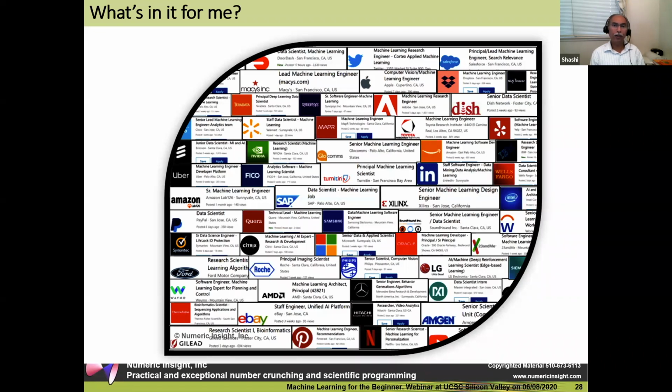I'm so fortunate to have had students who went on to get jobs in all of these companies. I'm just showing you a small subset of all these companies. And they are happy to keep in touch with me. Occasionally they write to me and tell me about the wonderful things that they are doing. I always find it really good to keep in touch with my past students.